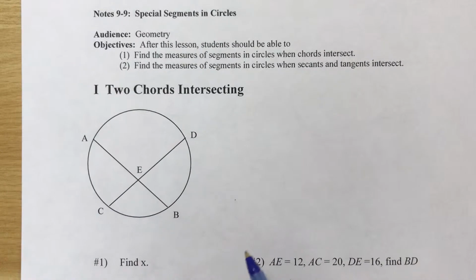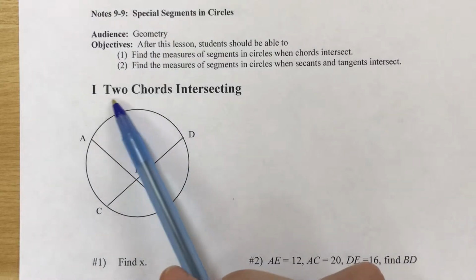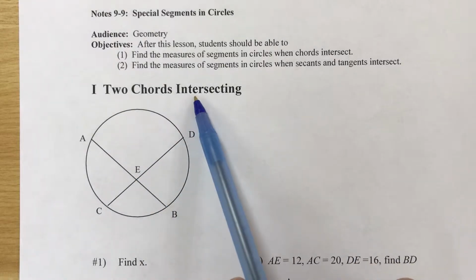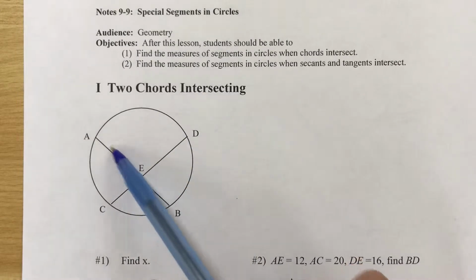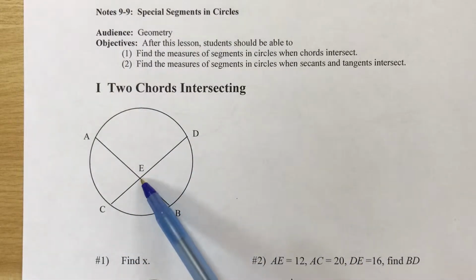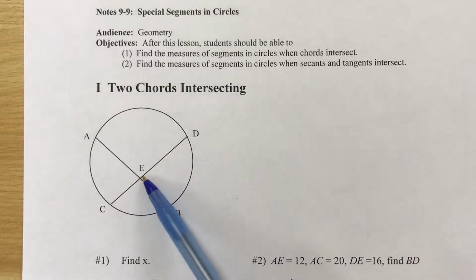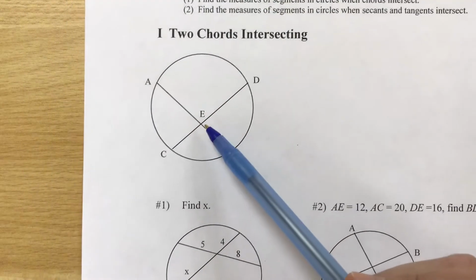Okay, so there are two relationships that we're going to look at. The first one is when you have two chords intersecting. So we've got segment AB, we've got segment CD, they intersect at this point E. Now, we don't know that E is the center. It could be, but we don't know that. And actually, if we're eyeballing, let's assume that E is not at the center.